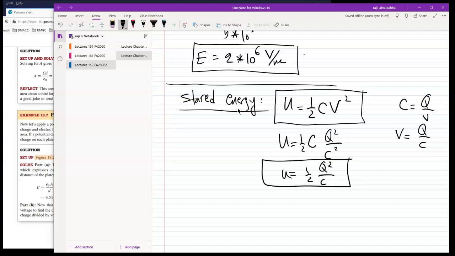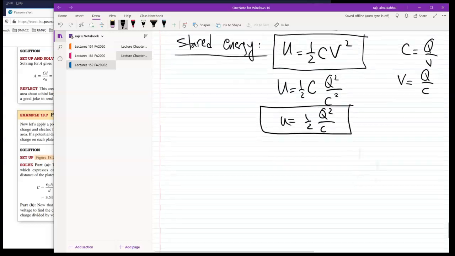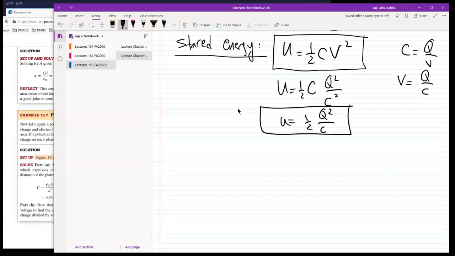Okay. Another version is if I want to eliminate the C. So in this case, U. I'm right here. I want to eliminate the C, so I'm going to plug in this C into here. You see what I'm saying? So that's going to be 1/2 Q over V times V squared. So U equals 1/2 QV.